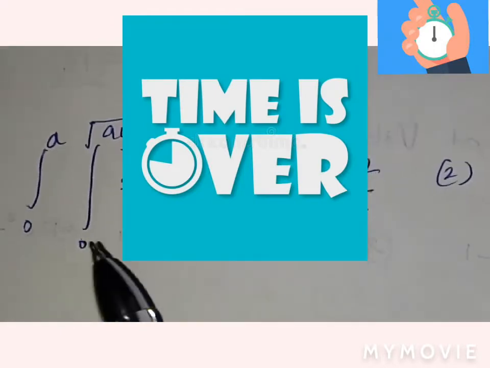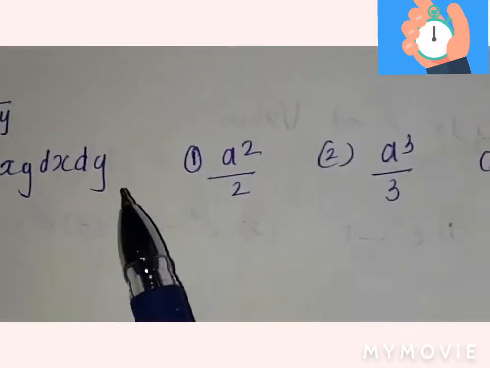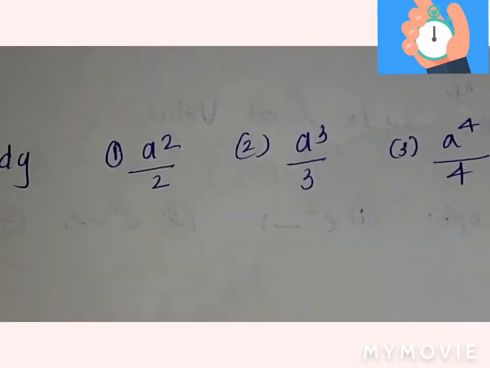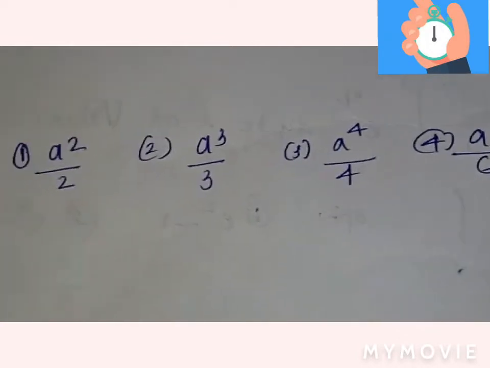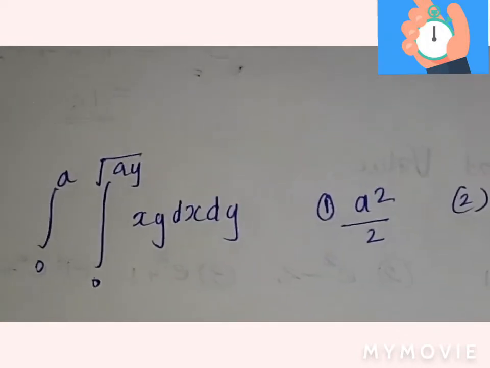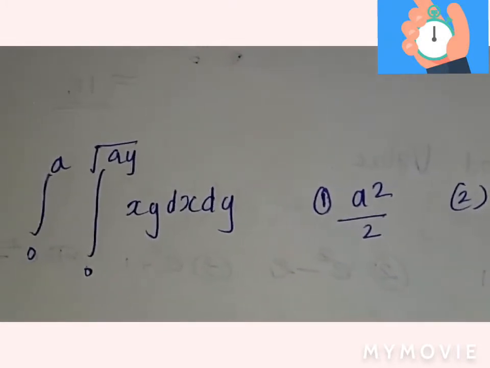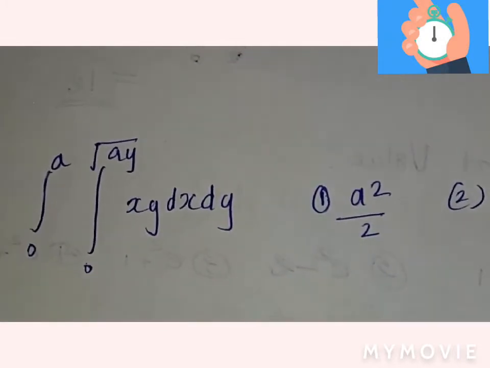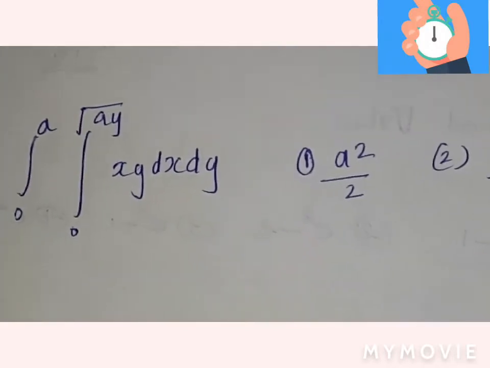Integral 0 to a, integral 0 to root ay, x by dx dy. The options are a square by 2, a cube by 3, a power 4 by 4, a power 4 by 6. The question is integral 0 to a, integral 0 to root ay, x by dx dy. So, here I have given 10 questions.